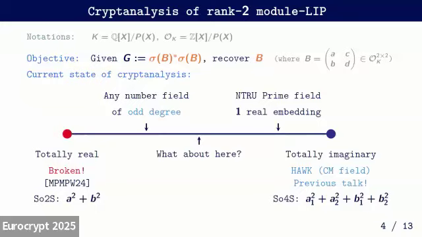So the question is, are we in this sum of four squares case, or are we in this sum of two squares case? And in this work, we show that we're actually in this sum of two squares case, and we can use that to fully break it.